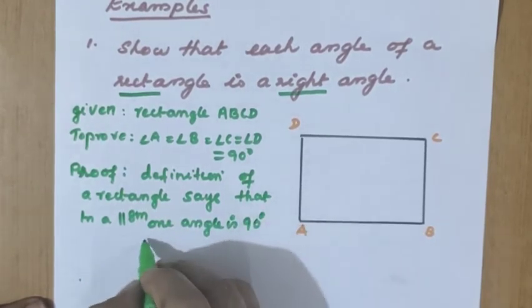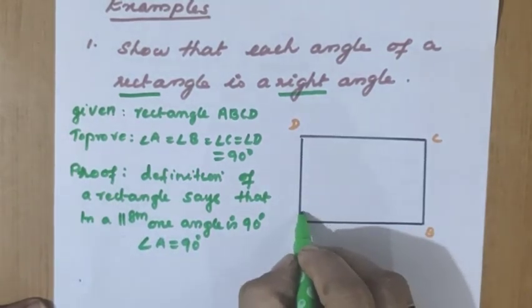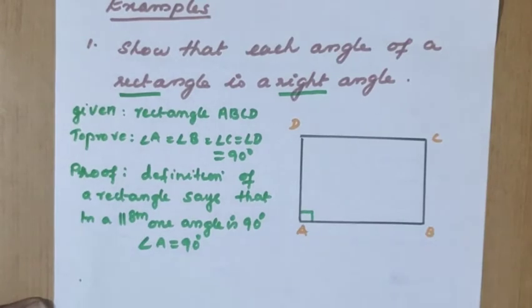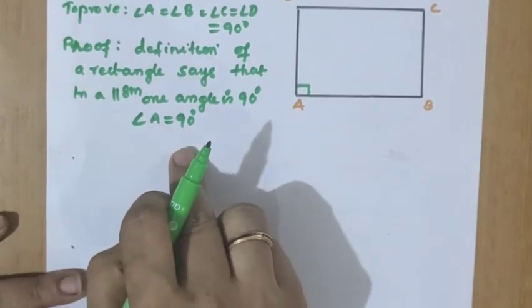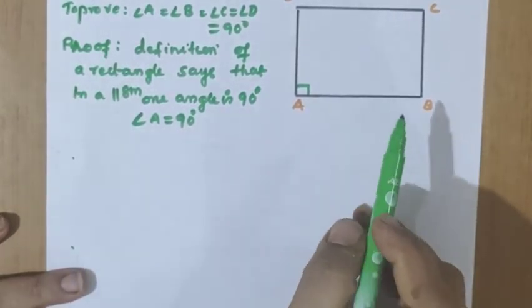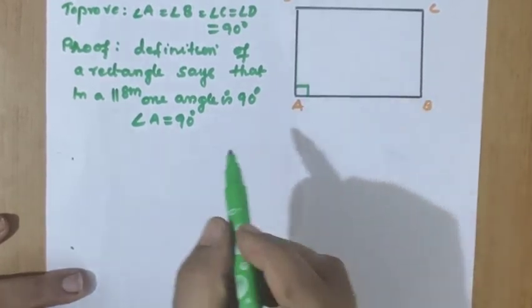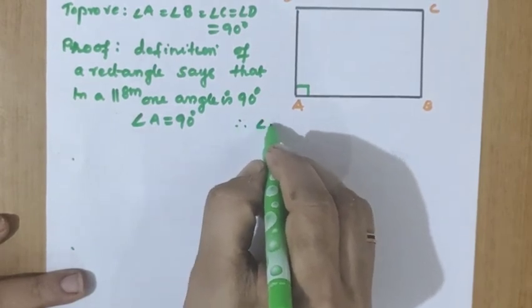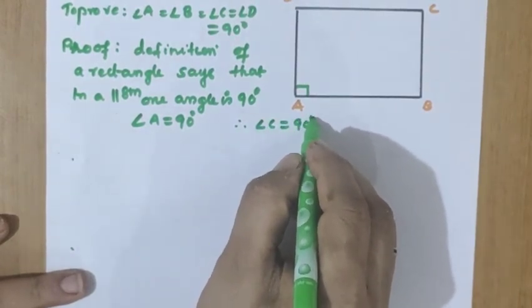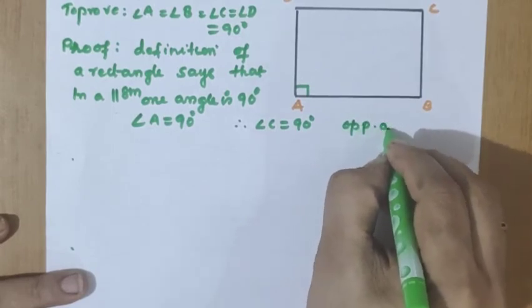Let us take angle A equal to 90. Right? So this part is already given in the question. So we got angle A equal to 90 degree. By the properties of the parallelogram, we know that opposite angles are equal. If angle A equal to 90 degree, therefore angle C is equal to 90 degree only. What is the reason? We can write that it is an opposite angle property.